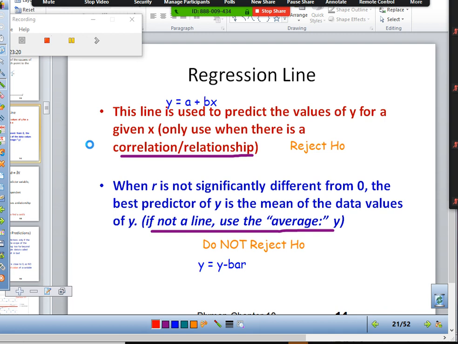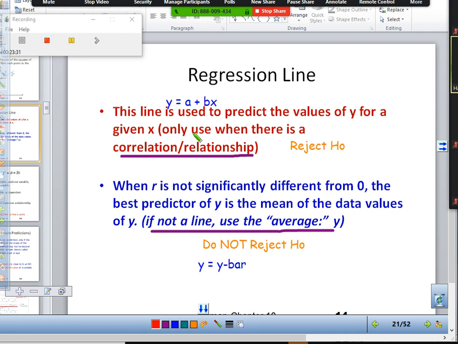Why am I reading? Haley, please read. Can you read the stuff that's typed out in red and blue?